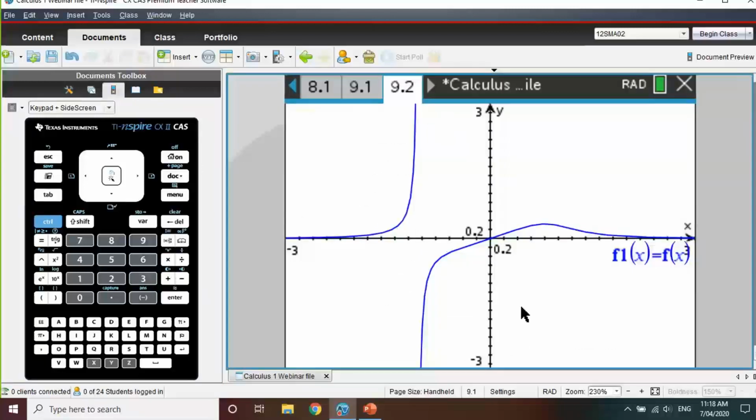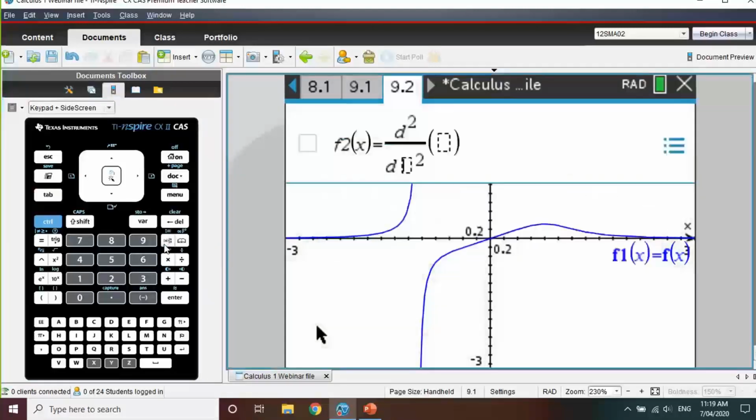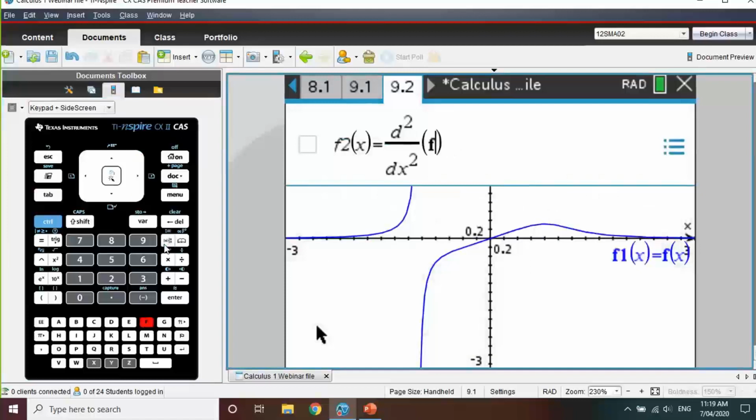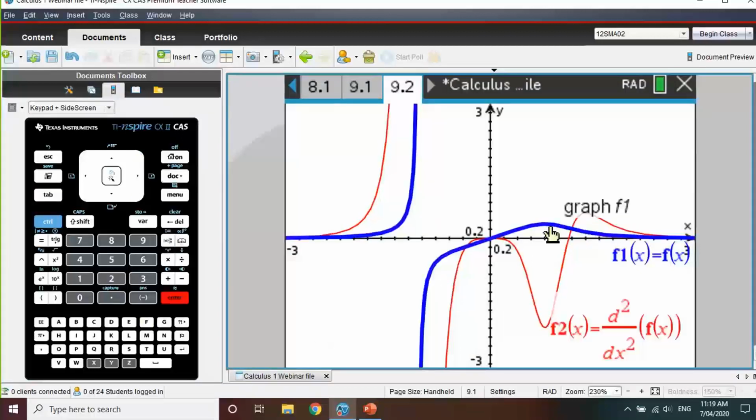Now, what we're going to do to check where these points of inflection are, we're going to sketch the second derivative as well. So pressing Tab gets us back to our graphing template, and we're going to type in the second derivative. So from our template button, second derivative of fx. Right, that's in blue, that's in red.